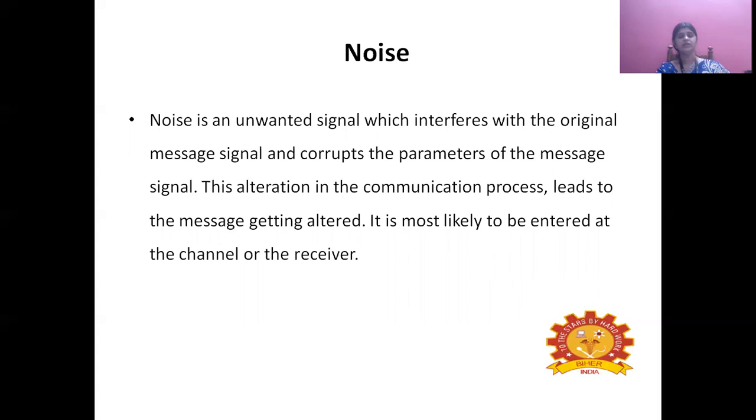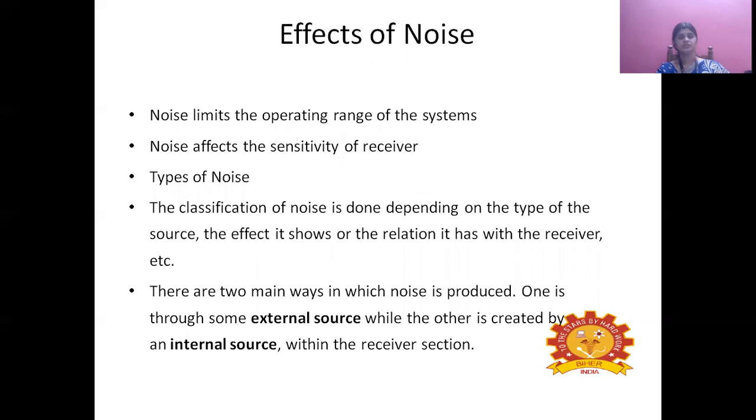Noise is nothing but an unwanted signal which interferes with the original message signal and corrupts the parameters of the message signal. So this is an alteration in the communication process. It leads to the message signal getting altered. It is most likely to enter at the channel or the receiver. The effects of noise: the noise always limits the operating range of the systems. It also affects the sensitivity of the receiver.